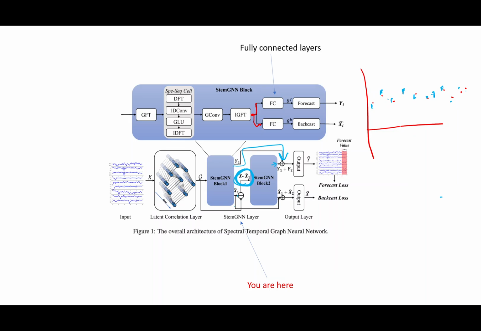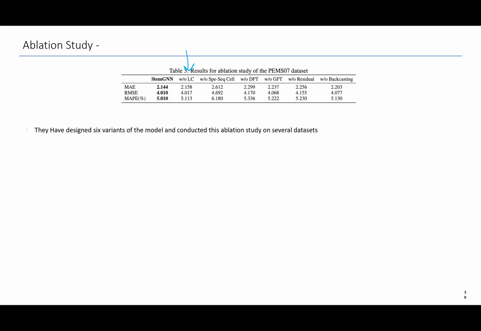And they also did an ablation study, where the study means what would happen if we were to not do this. So basically, if we were to not do a latent correlation, if we were to not construct a graph and directly assume all of these time series in a standard simple graph, the error increases. What if you were to not do the spectral sequential cell, the one with the discrete Fourier transform and 1D convolution? Well, the error is increasing. What about without DFT? What about without GFT? What about without residual? What about without backcasting losses?